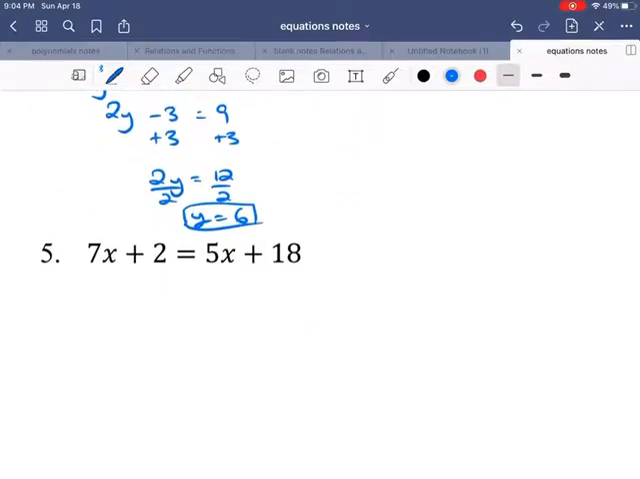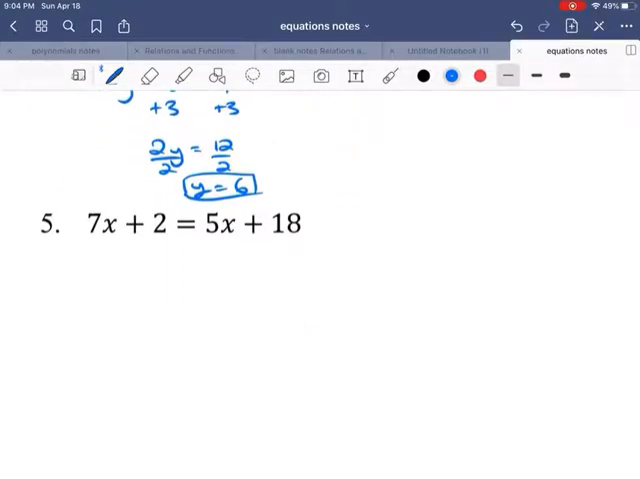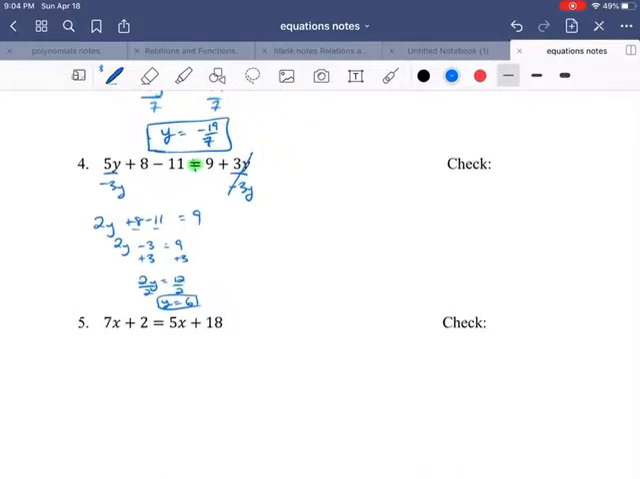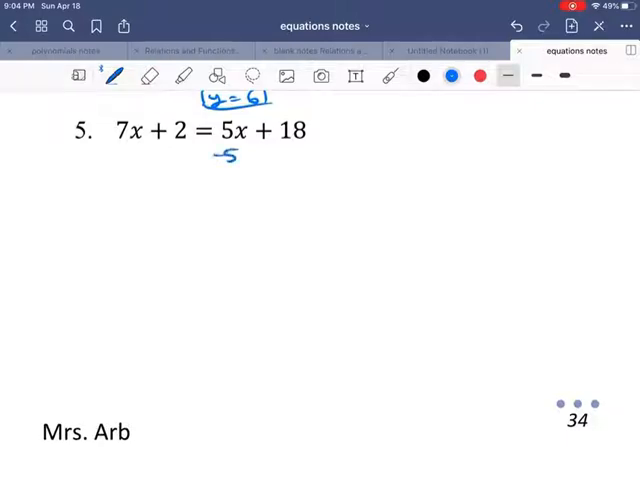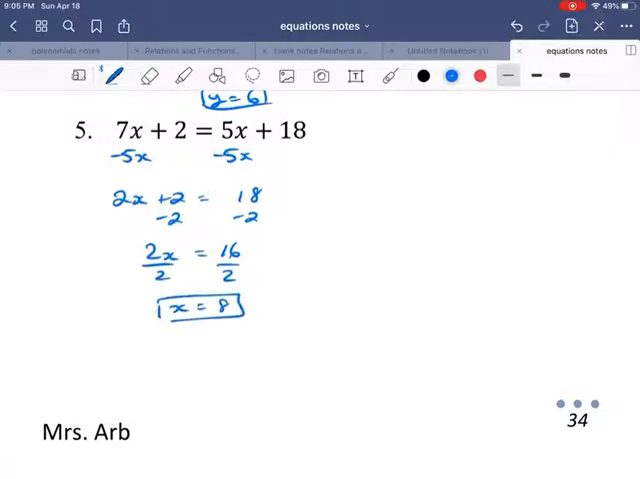Now for these videos, I'm not going to do the checks just to speed things up, but you will be expected to check them on a unit test or exam. Okay, the next example, we have 5x on the right side, 7x on the left side. 5x is less, so let's subtract that. So we end up with 2x plus 2 is equal to 18. And if you subtract 2, we end up with 2x equaling 16, which means that x equals 8.